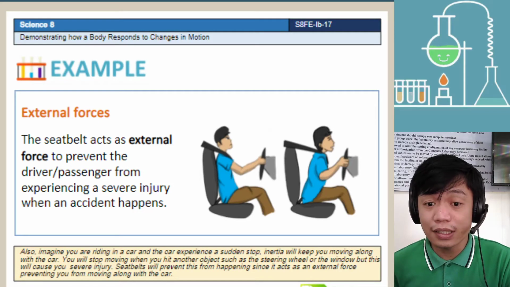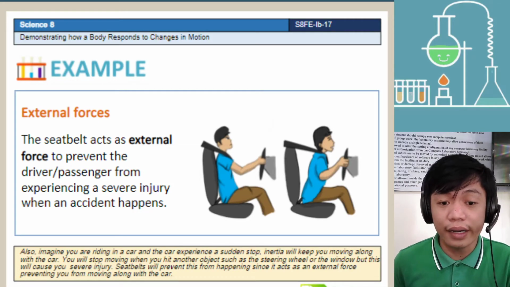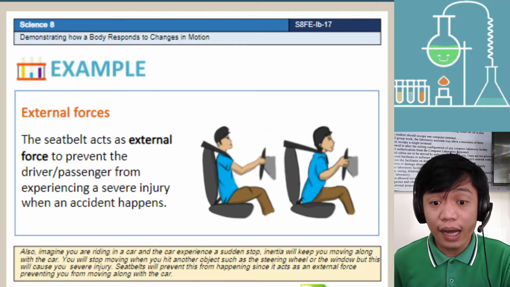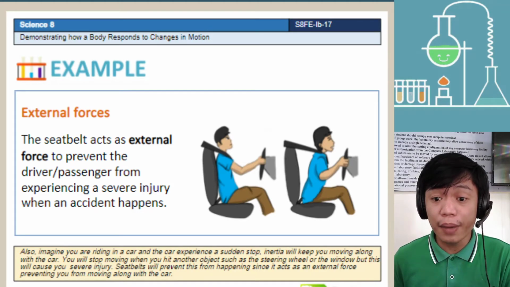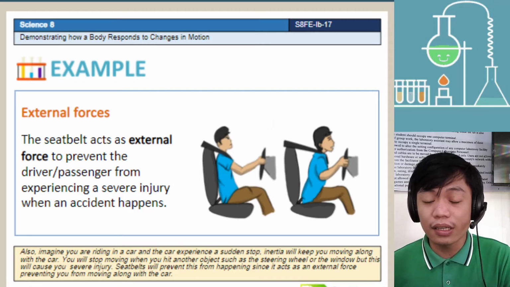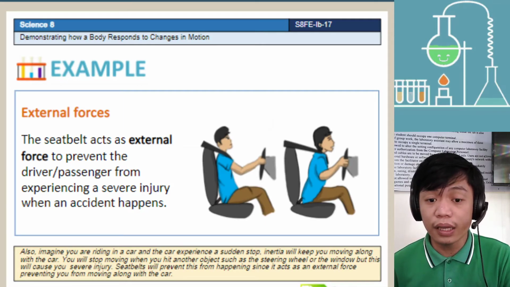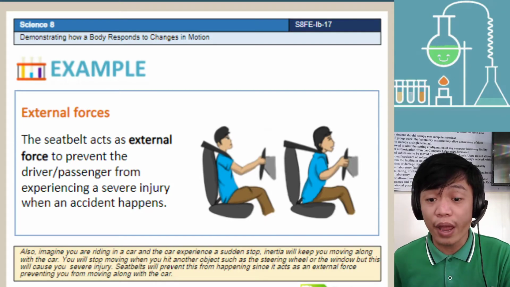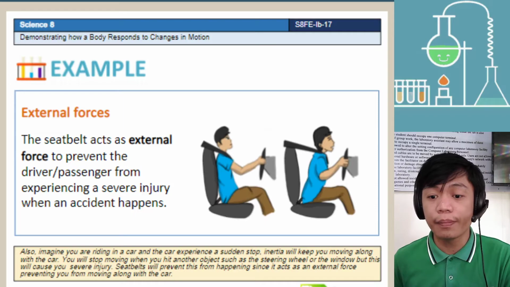The force acts on the car itself, but you are not affected. But because of the change of motion, you may be thrown forward or bump into the steering wheel. Okay? So, a very good way for you to prevent that from happening is that you should always wear your seat belt, because a seat belt will reduce the risk of accident.